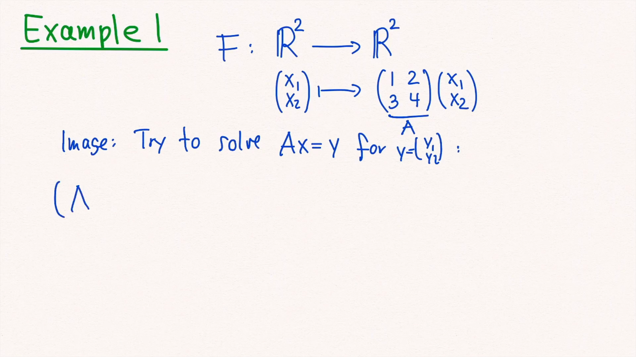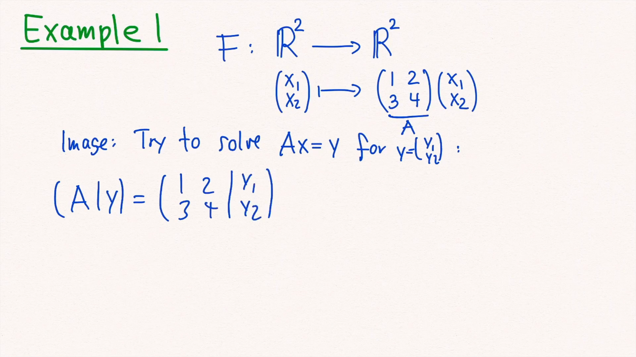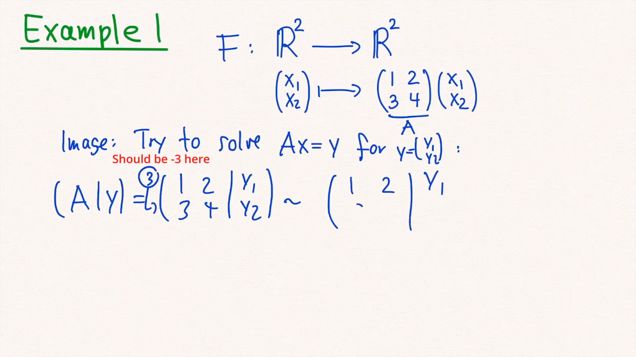So we want to consider this augmented matrix, which in this case is 1, 2, 3, 4, y1, y2. And then I want to bring it to row-reduced echelon form by, in this case, taking 3 times the first row and subtracting it from the second. So here I have still the same first row. Here I got 0, and now I take 2 times 3, which is 6, and subtract it from 4. So I get minus 2, and here I get y2 minus 3 times y1.